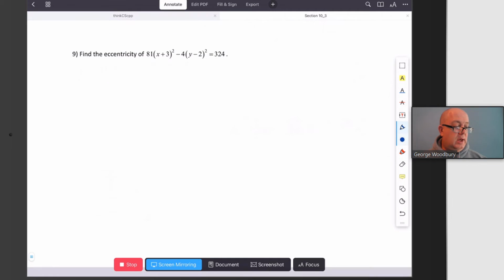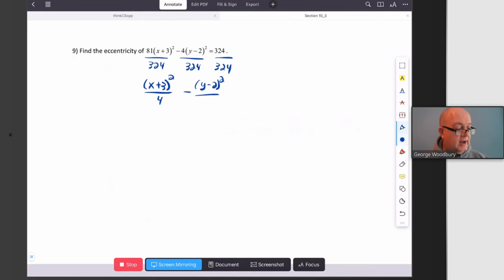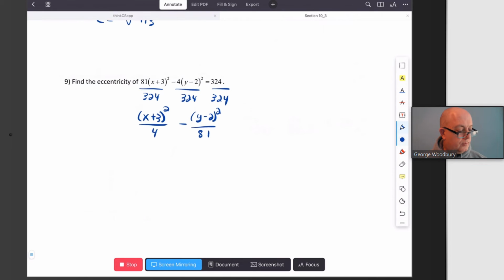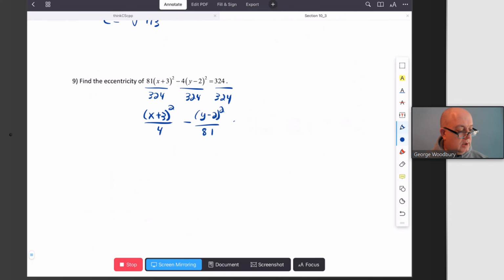Let's try one more. Here I've got to get it in the right form first. I've got 81 times the quantity x plus 3 squared minus 4 times the quantity y minus 2 squared equals 324. Begin by dividing through on both sides by 324. 81 times 4 is 324, so this simplifies to x plus 3 squared over 4 minus y minus 2 squared over 81 equals 1.